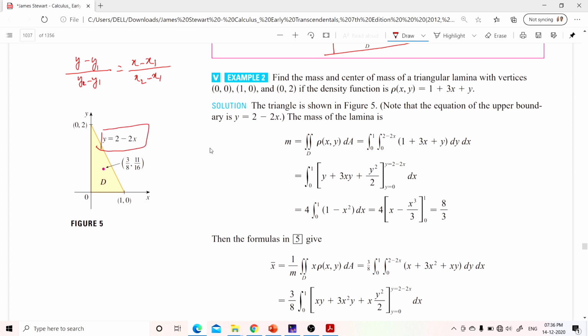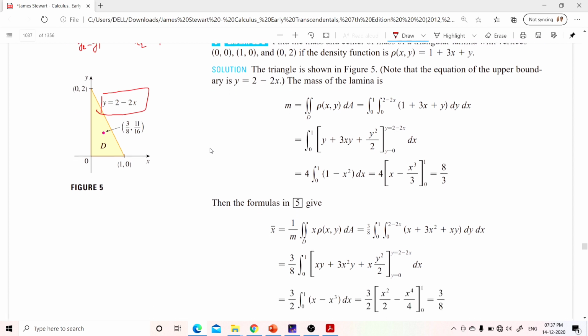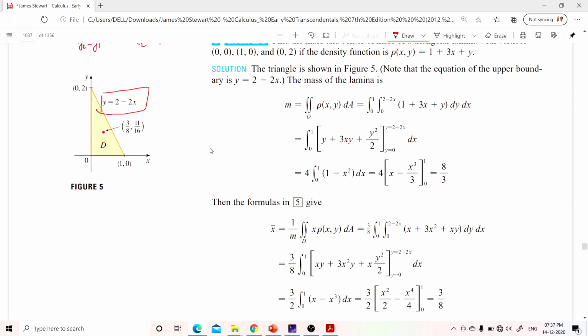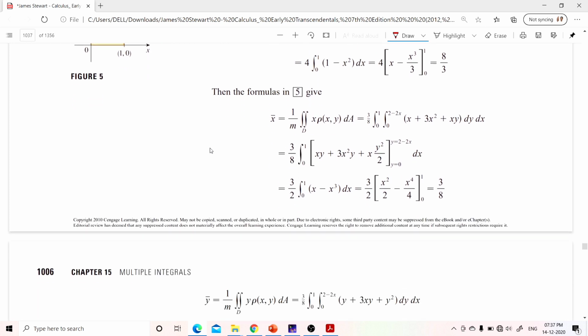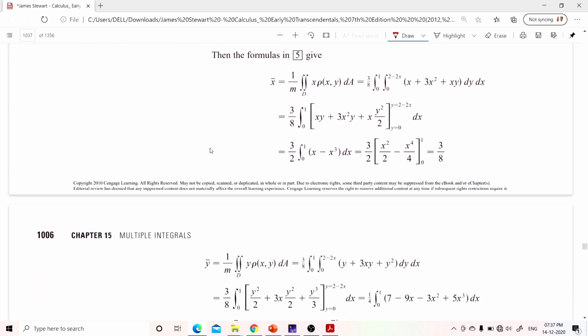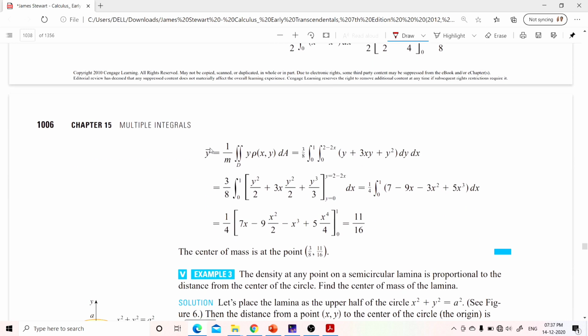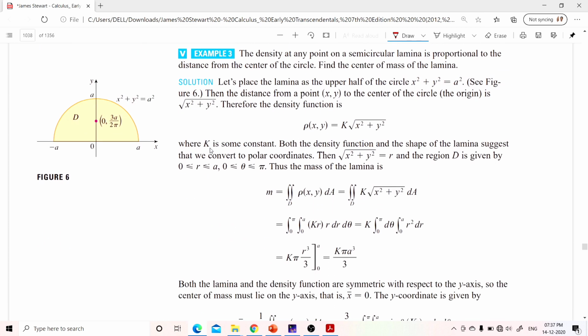You will see that y is 2 minus 2x. Here also x ranges from 0 to 1 and y ranges from 0 to 2 minus 2x. Integrate over it, and you get the mass. Then for the x coordinate, multiply x with the density, integrate over the same region, and divide by the mass. You get the center of mass, that is, your x coordinate. Similarly, you can calculate the y coordinate. These are similar problems that you can go through easily.